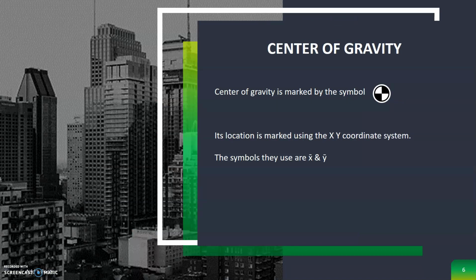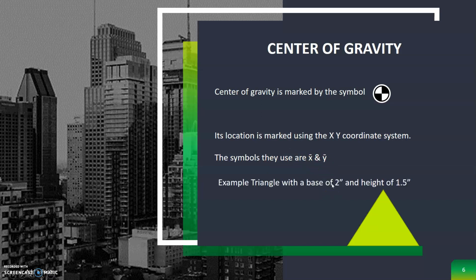So the center of gravity, or the centroid, is symbolized by this shape. It's kind of the four-quadrant circle. When you locate it, you're going to mark it with X and Y coordinates, just like in math, you know, a 2, 1 or 15, -3. The symbols we always use are X bar and Y bar, and that's just saying these are the locations of the coordinates for my centroid.